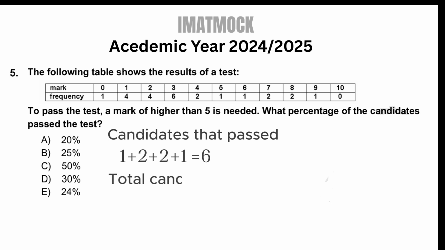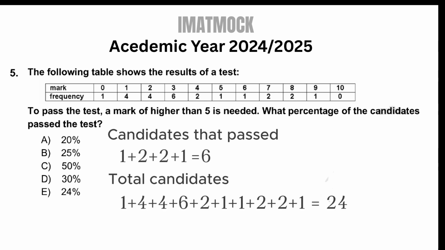Now we need the total number of candidates. Whenever you're asked for a percentage from a frequency table, you need two things: the number you're interested in and the total number of observations. So let's add all the frequencies, which equals 24. That means 24 candidates took the test altogether.